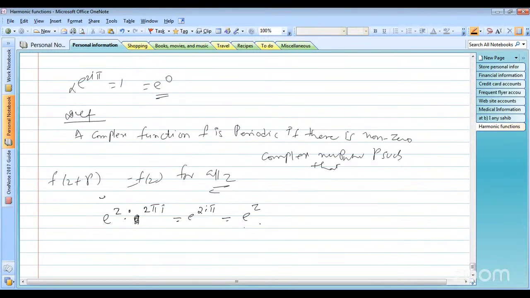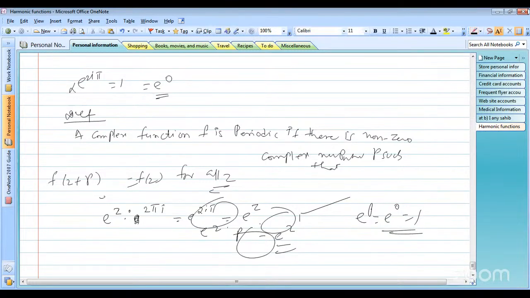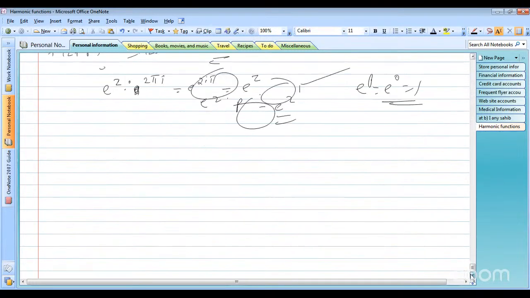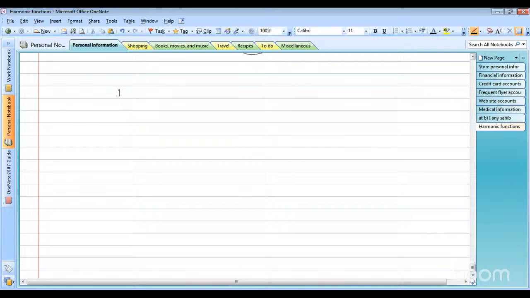So on the other hand, suppose t is a period. So e power z plus t we are taking here, that is also e power z for all z. So in particular e power t is equal to e power 0 is equal to 1. Suppose we are taking here t is equal to alpha plus i beta.